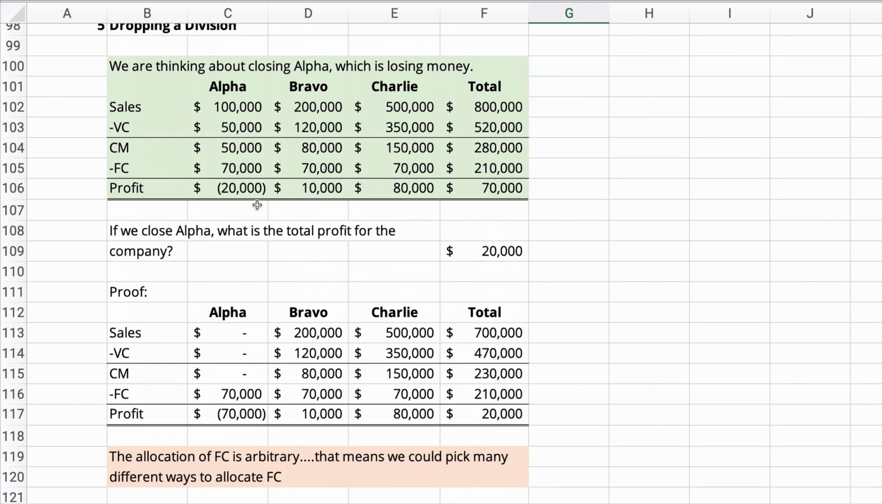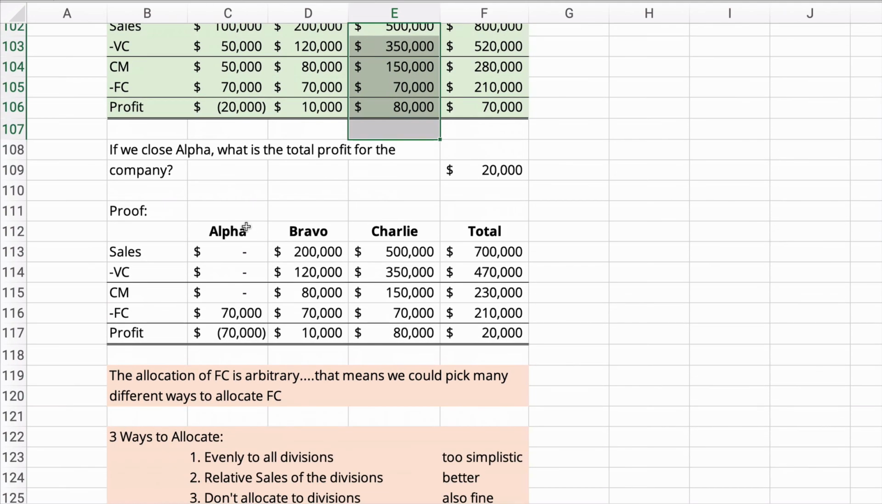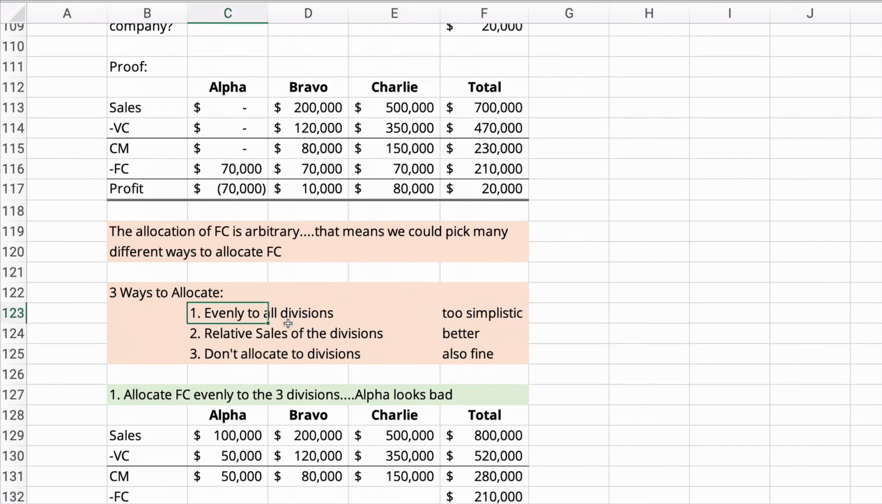Remember, let's look at what we have. Alpha has sales of 100,000. Bravo is twice as big with 200,000, and Charlie is 5 times bigger with 500,000. But this company decided to allocate evenly to all divisions. That's super simplistic. That's not helpful for Alpha. So you could do a couple other ways, and these are just 2 ways that we can show here in this problem. There could be more ways.